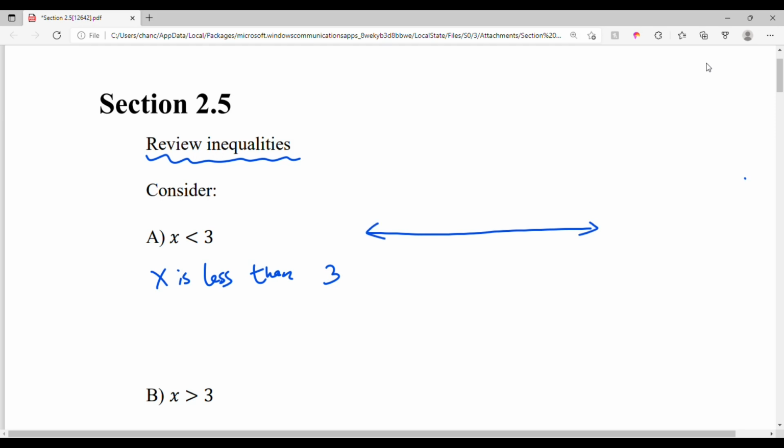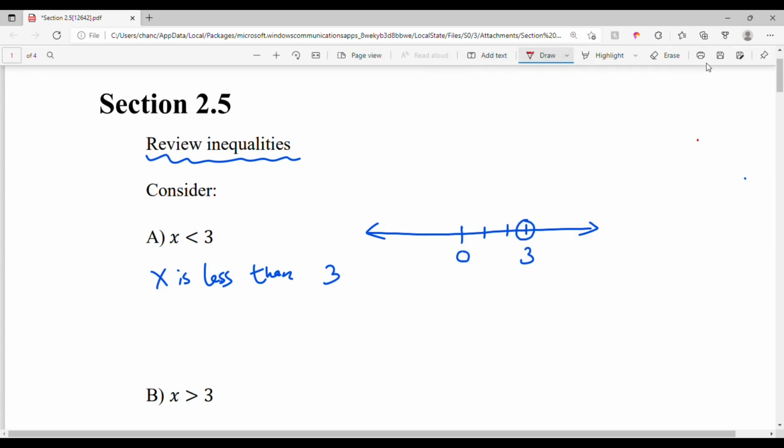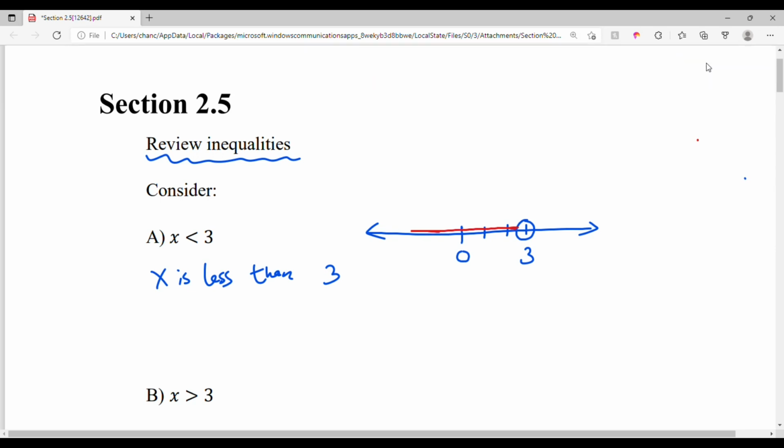We always have to include a 0 in the middle. And we'll count 1, 2, 3. We're going to put an open circle at the 3 because x less than 3 does not include the 3. And since we want to look at values of x that are less than 3, I'm going to draw an arrow and shade it pointing to the left. All these values are less than 3, but not including 3.